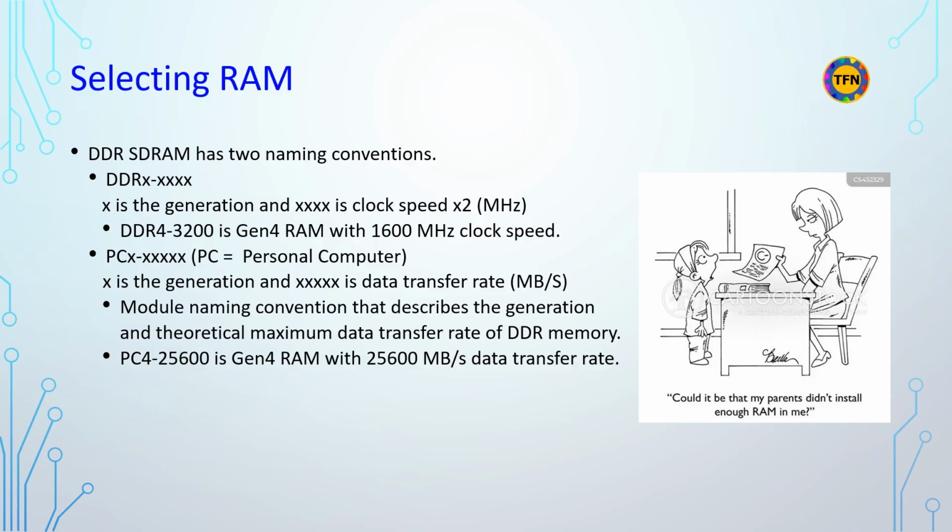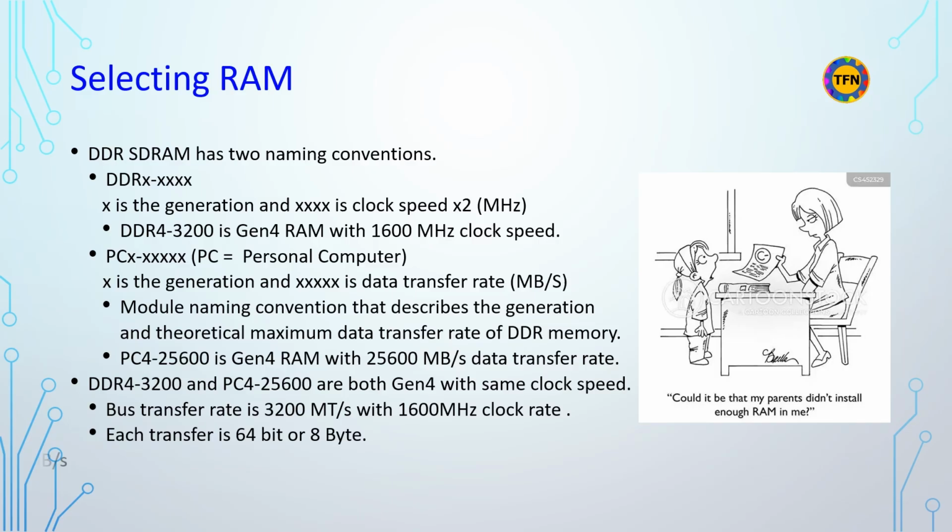Second format is PCX followed by data transfer rate in megabytes per second, where X is the generation. It also describes generation of DDR memory, with theoretical maximum data transfer rate or bandwidth, or volume of data transfer each second. For an example, PC4-25600 is Gen 4 RAM with 25,600 megabytes per second data transfer rate. DDR4-3200 and PC4-25600 are both Gen 4 with same clock speed and therefore same memory type.